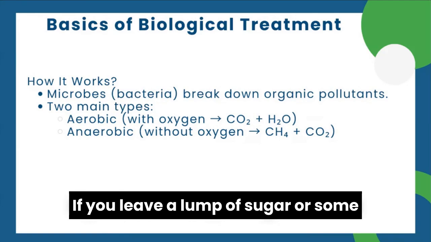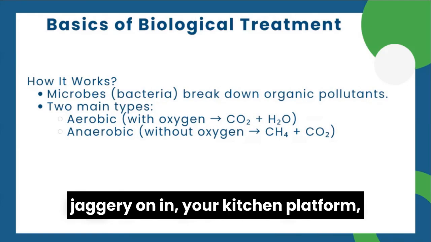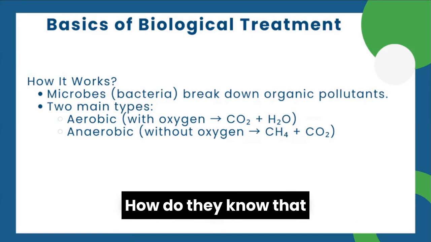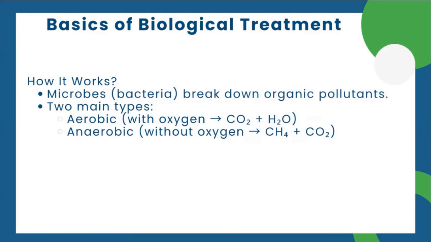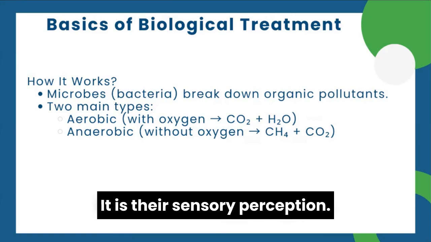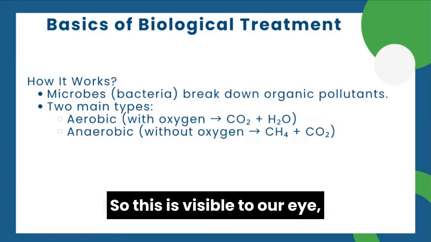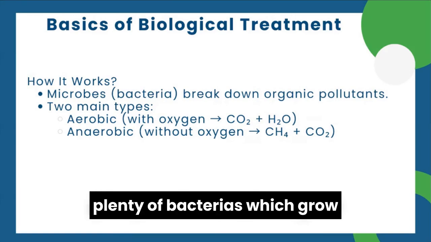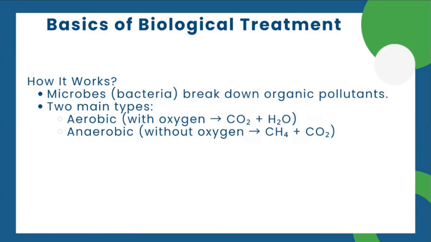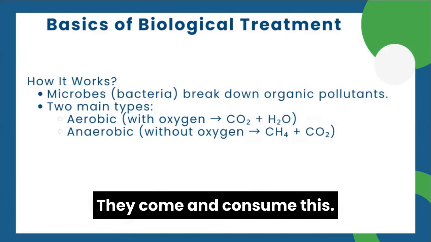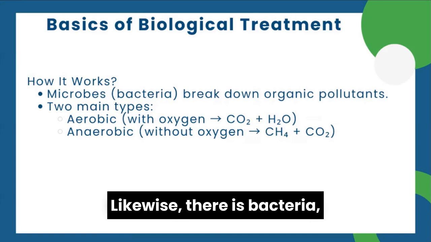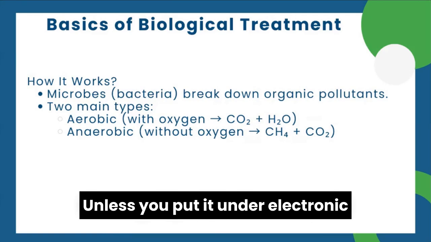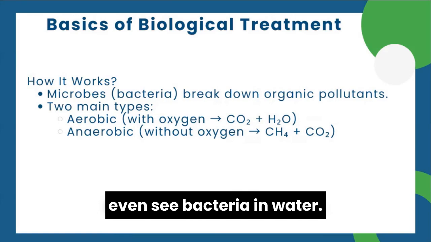If you leave a lump of sugar or some jaggery on your kitchen platform, in 5 minutes' time, flies and ants will come and start having it. How do they know that there is food there? It is an instinct, right? It is their sensory perception. So this is visible to our eye. Invisible to our naked eye, there are plenty of bacteria which grow on these types of food. They come and consume this. Likewise, there is bacteria which is invisible. Bacteria is a unicellular organism. Unless you put it under an electron microscope and watch, you can't even see bacteria.